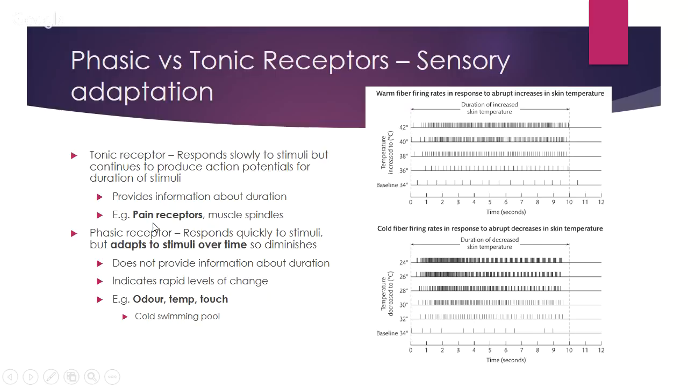So for example, if you poke someone with a tack, they're not going to get used to the pain. They're going to know the pain is there for however long it's there. Phasic receptors, they respond quickly to stimuli, but they adapt to the stimuli over time. So eventually they stop firing. And the example there is like going into a cold swimming pool. When you first start off, it's really cold and you want to get out of there. But once you're in there for a while, you get used to it. And so that's things like odor, temperature, and touch.